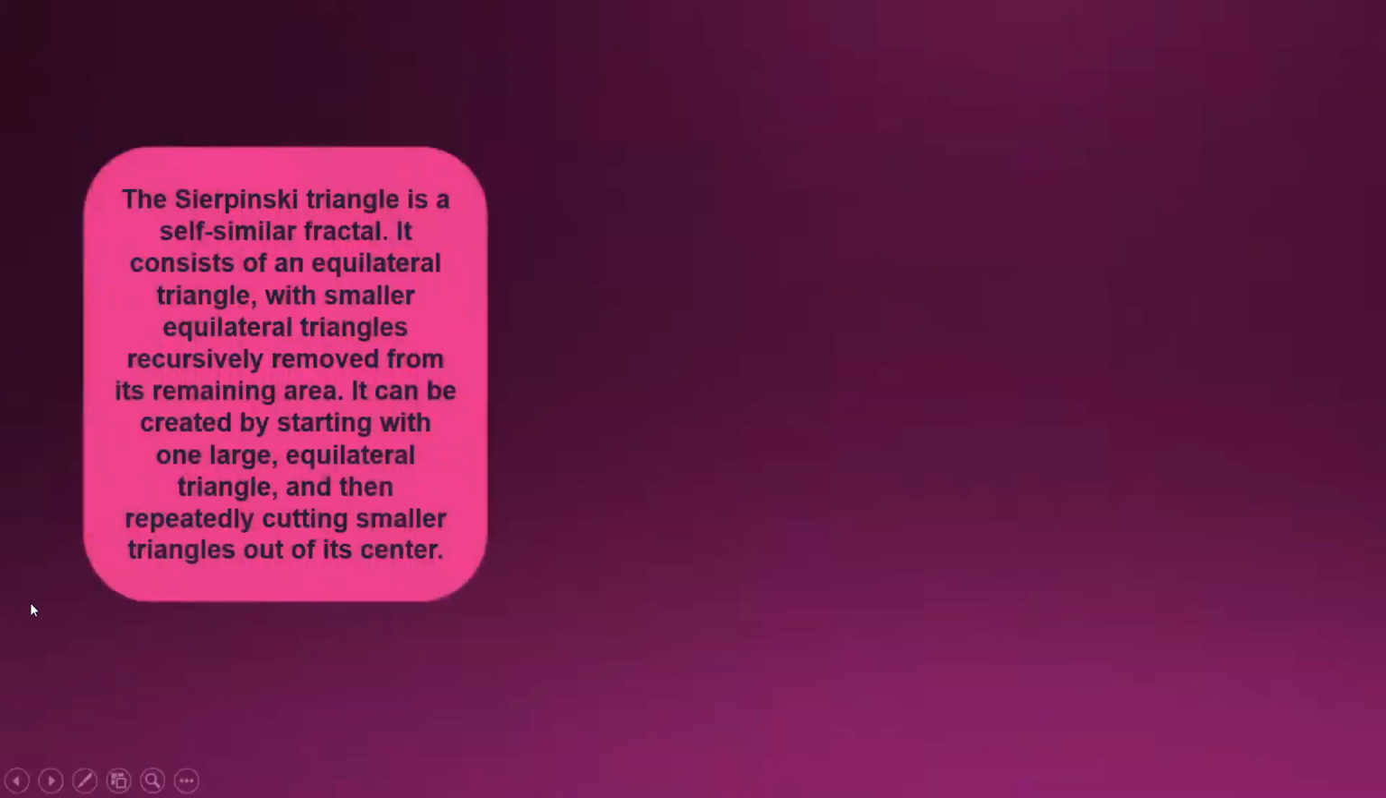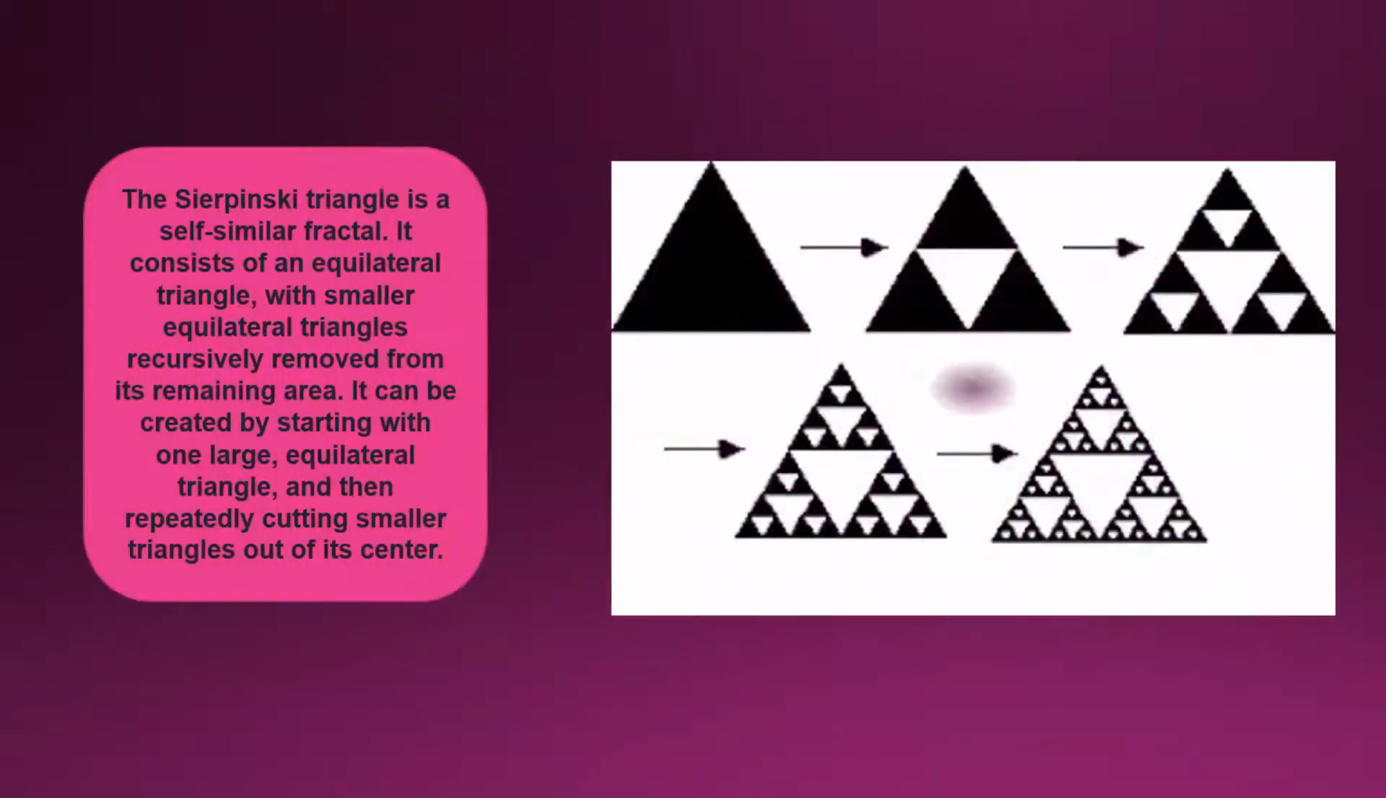This pattern is known as the Sierpinski Triangle, which is a self-similar fractal that consists of an equilateral triangle with smaller equilateral triangles recursively removed from its remaining area. For example, I have an equilateral triangle here. In the remaining space, I cut an inverted equilateral triangle, which gives me 3 remaining black equilateral triangles, where I cut 3 more inverted equilateral triangles. And this goes on with the remaining space to give us a beautiful design, similar to what we observed in the previous slide.